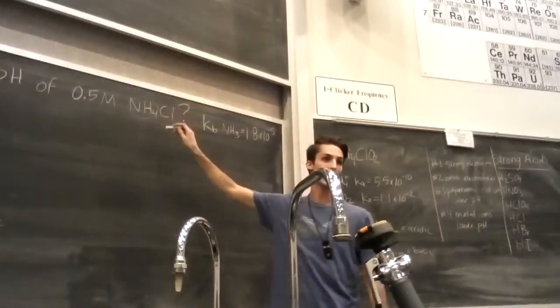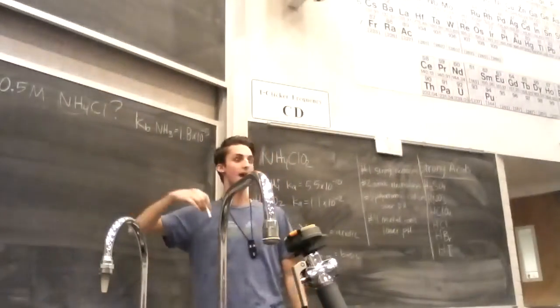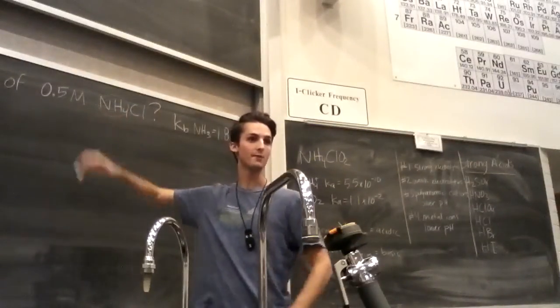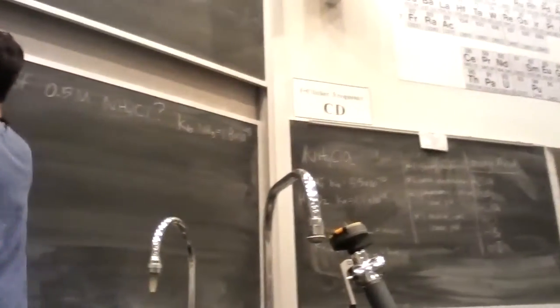How about this? Chloride ion. Chloride ion will not, because it's the conjugate base of a strong acid. Okay, so now what's the next step? What am I going to do? How am I going to figure this out? ICE table.